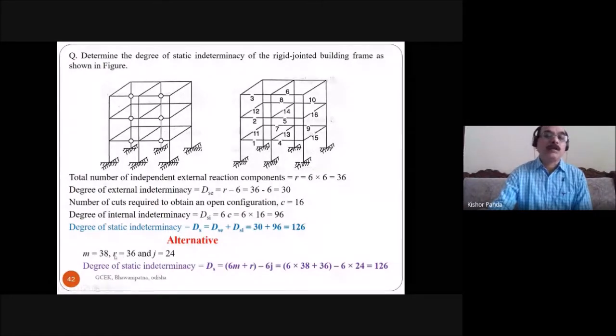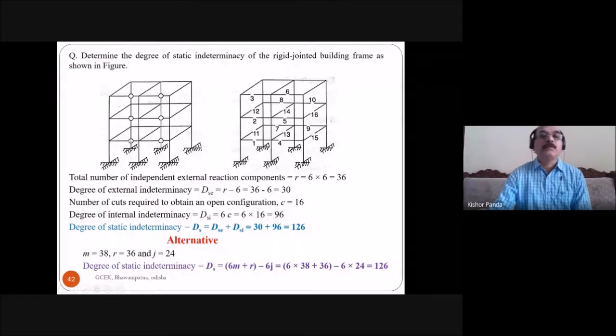So first you count the number of members. Here you count the number of members. How many members are here?